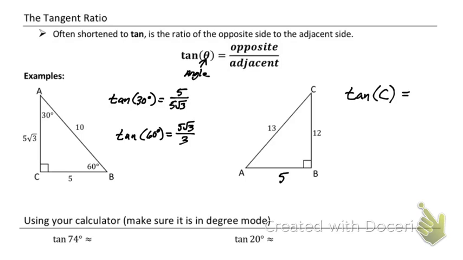It'd be 5 over 12, yeah. No, we're not using the hypotenuse at all. It's just opposite over adjacent. So you go straight across, and adjacent is 12. What would the tangent of B equal? Yeah, maybe 12 over 5. Just for funsies, what would the tangent of B equal?